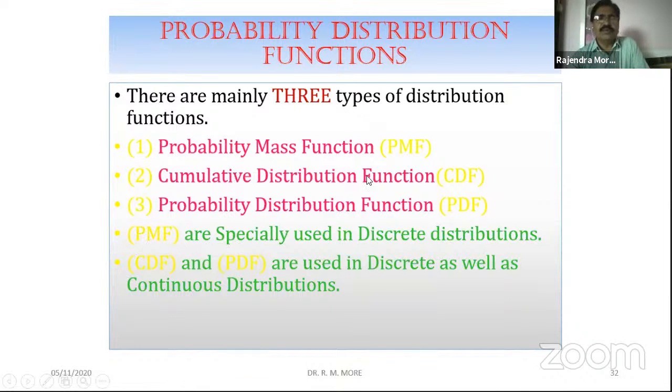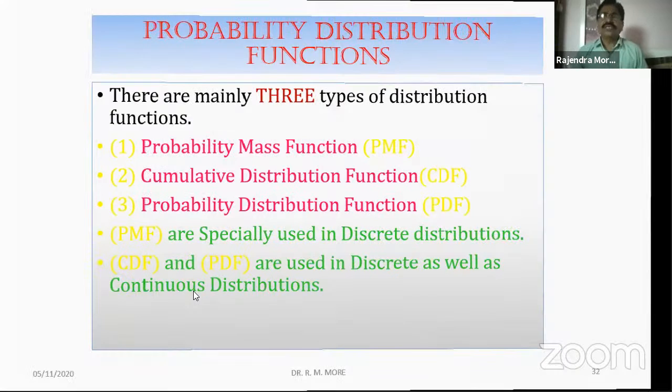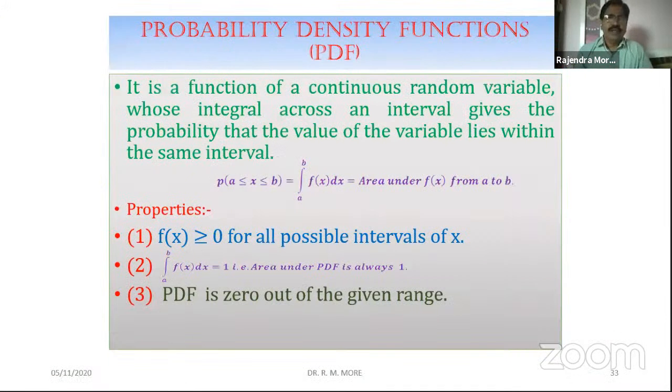PMF, that is the probability mass function, is used for discrete variables, but CDF and PDF are used for discrete as well as continuous variables. That's why these are important. In both cases, we can use them. So let us see the example of this.